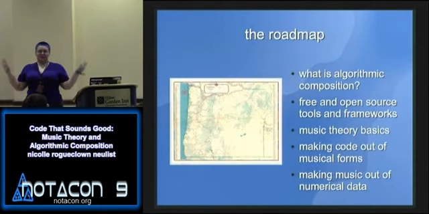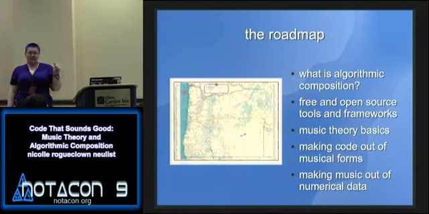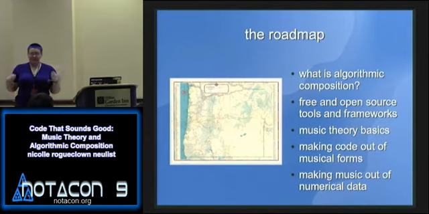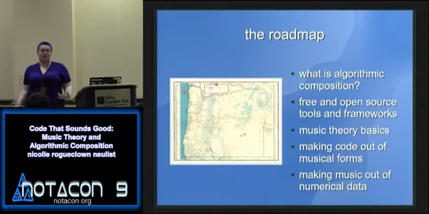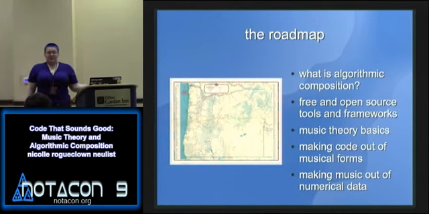Now, these are the general topics that I'm going to hit on in this talk. I'm going to say what algorithmic composition is, and give you a list of free and open source tools and frameworks. Don't worry about writing any of these links or lists down. These slides, as well as any code I show, are going to be downloadable on my website. They're already up there.